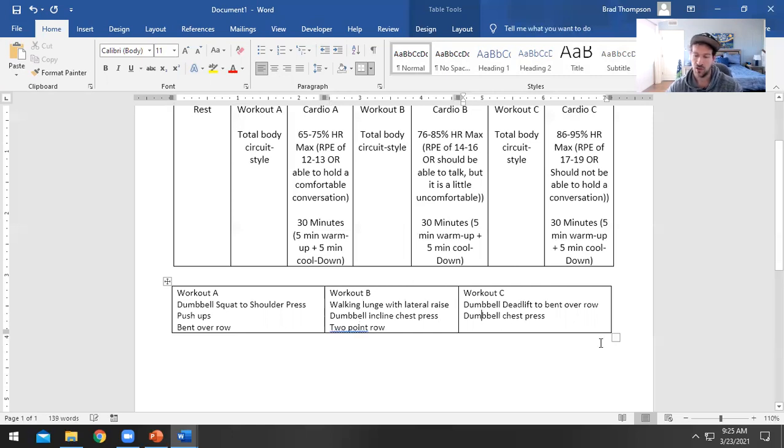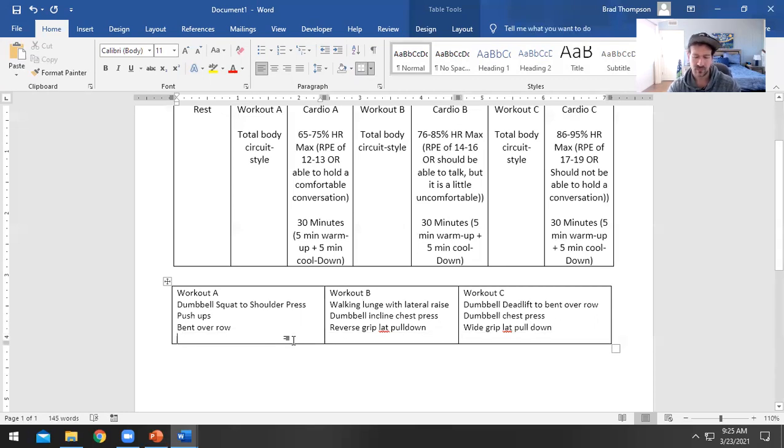And then over here, actually, you know what? Let's do a reverse grip lat pull down instead of a chin up. And over here, we'll do a wide grip lat pull down, right? And then something for the shoulders. Let's go with scaption. Over here, we'll go with a dumbbell shoulder press.